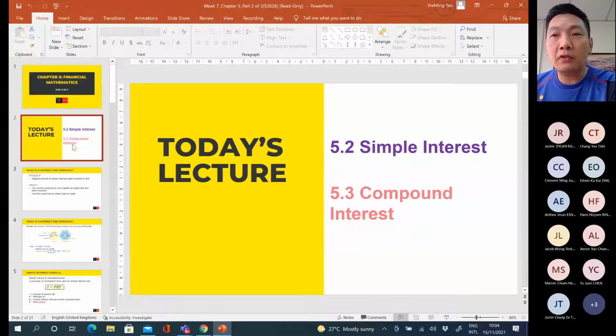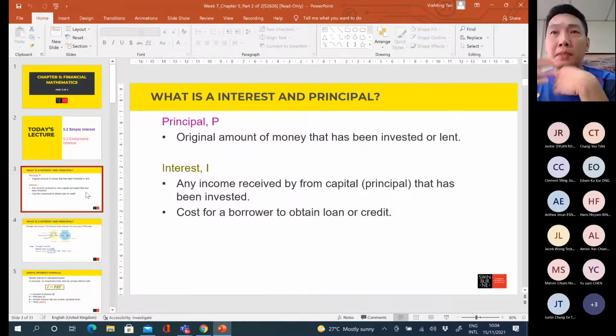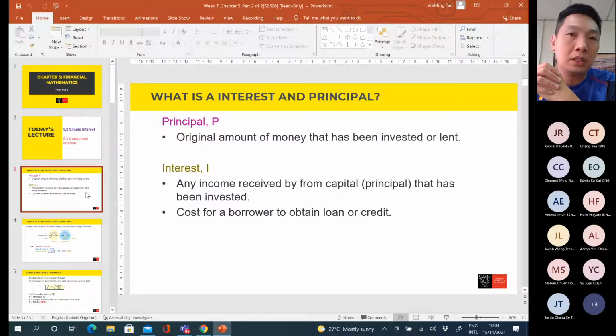All right, so for the second part of financial mathematics, we are going to focus on simple interest and compound interest calculation. When we run a business, we may need capital, we may need money, and we may not have sufficient money to run the business. So what we can do is borrow money from a bank or other financial institution in order to run or start the business. The amount of money that we borrow from the bank is called the principal.